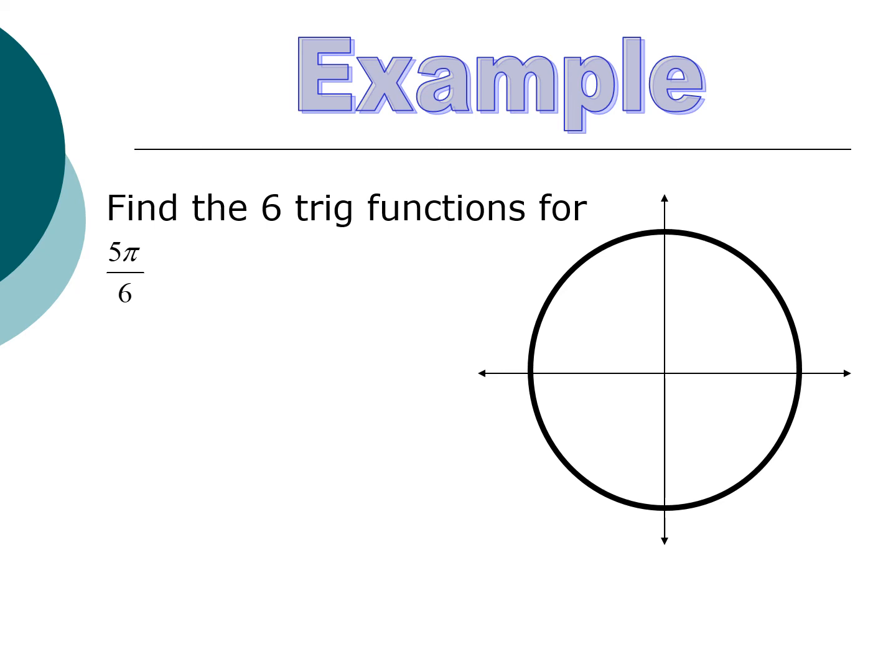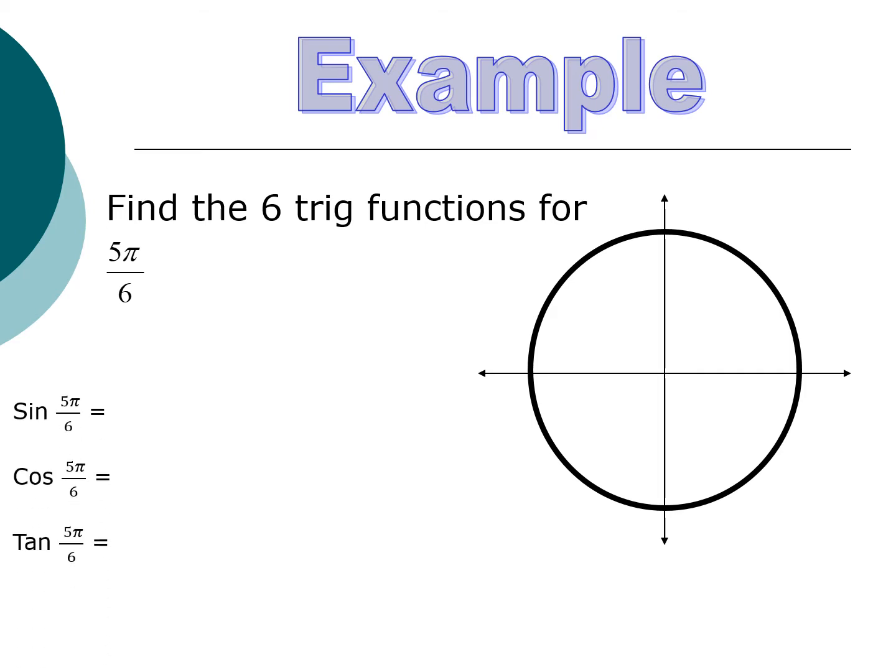Today we will be reviewing radians, namely the 6 trig functions applied to radians. Here's an example. We have to find the 6 trig functions for 5 pi over 6.